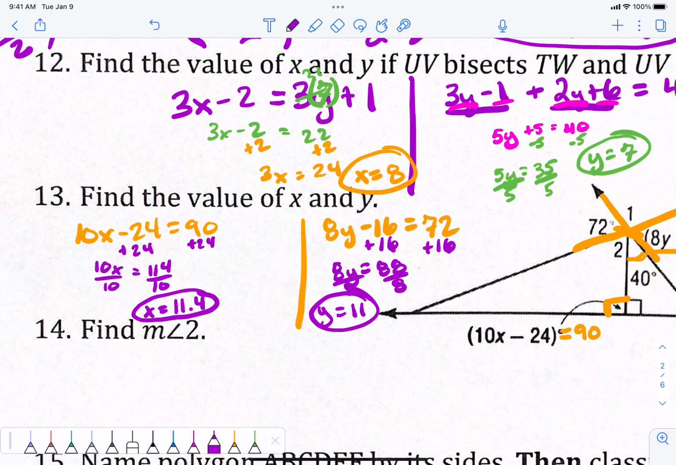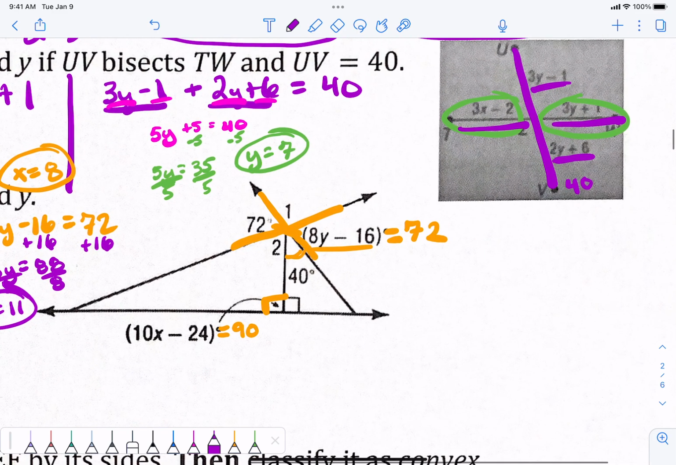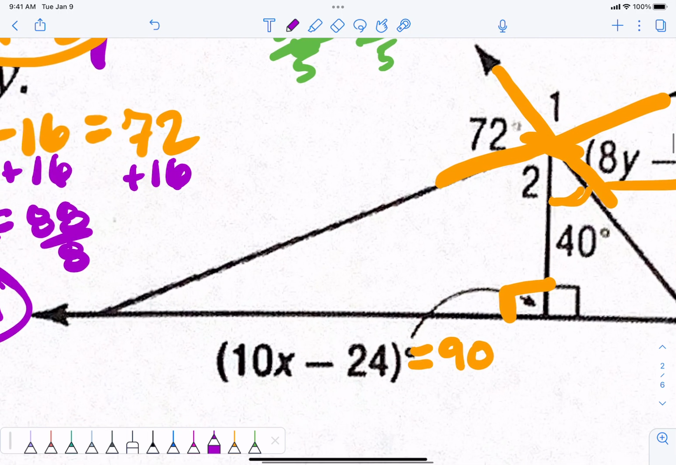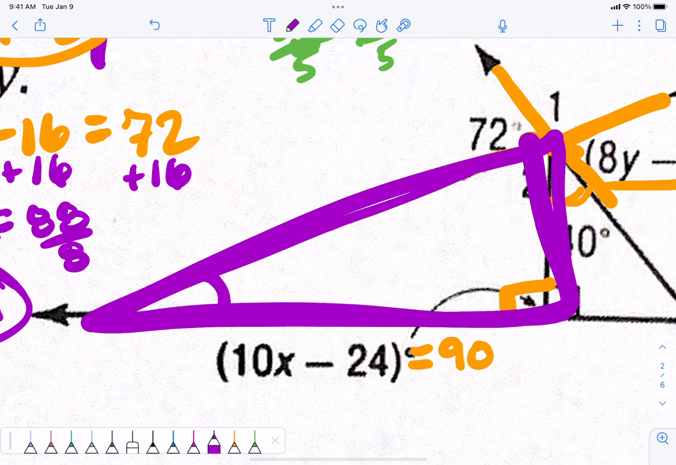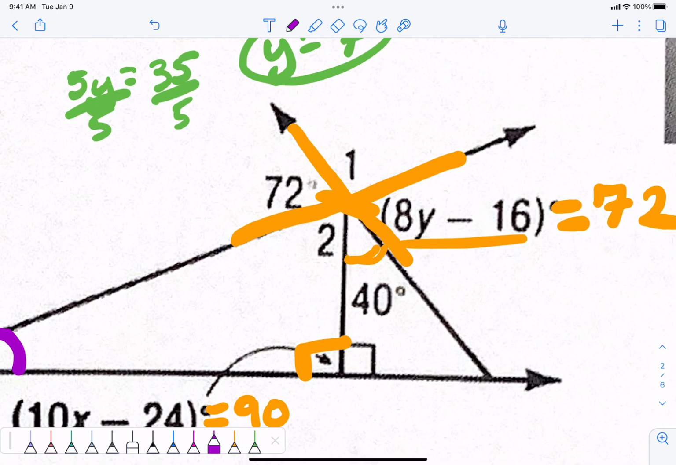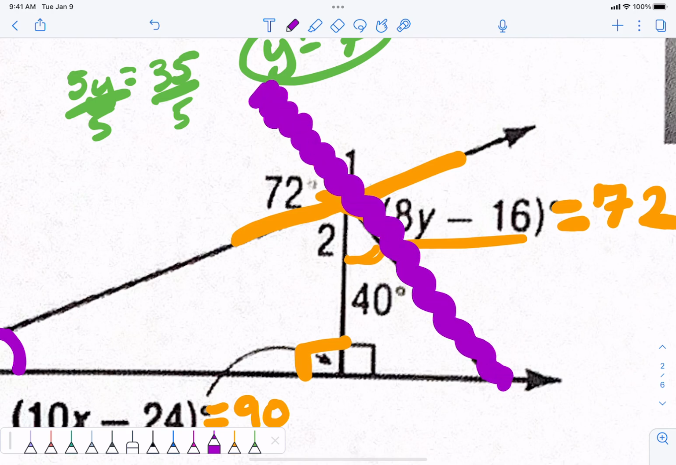Okay, same diagram. Now we're finding the measure of angle 2. We have 90 in there, right? But we don't know this angle right here. If you're looking at this triangle to find angle 2, we don't know what this angle is over here, so we can't use that. So they're looking at this being a straight line, and this one's 72 and this one's 40. They all have to add up to be 180, so this will be the rest of that. Does that make sense?